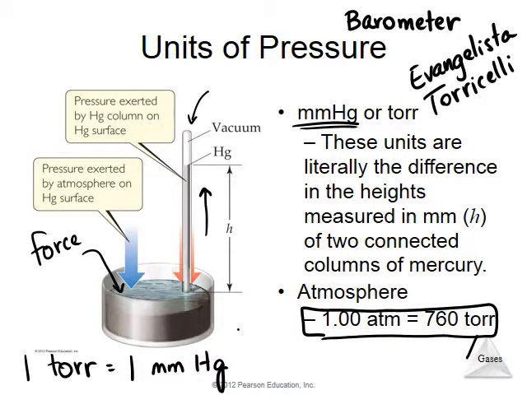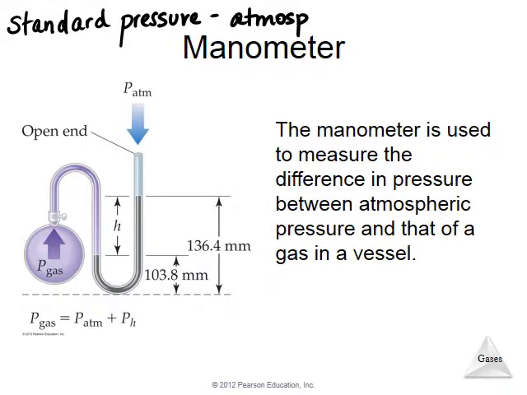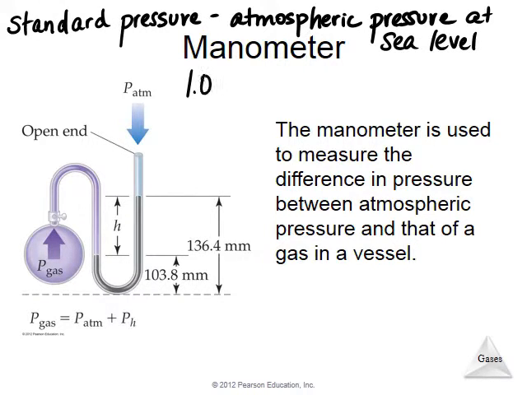Okay? One last term that we want to define before we move on, and that is the term standard pressure. Standard pressure is defined as the atmospheric pressure at sea level, and it has a standard, which is why it's called that. It has a standard value of 1 atmosphere. Okay, so that 1 atmosphere, that value is going to be really important to us. We're going to use it a lot.